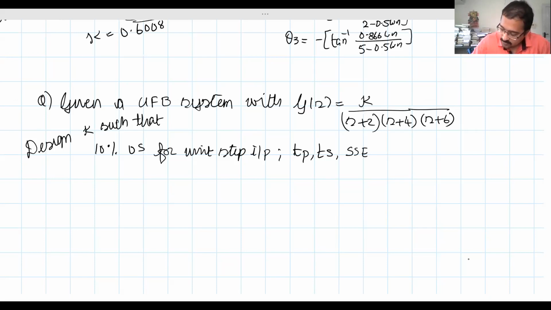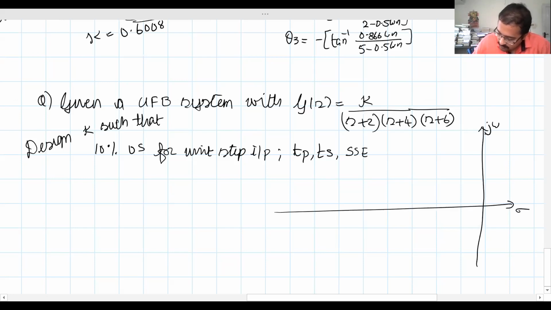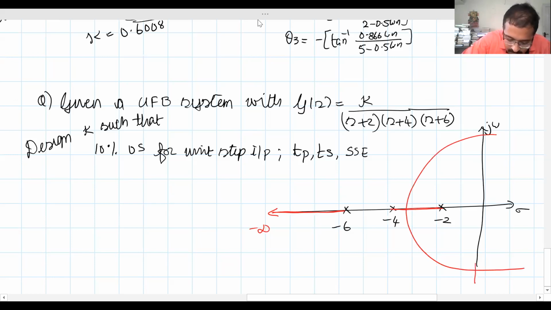Okay, so let's draw the root locus for that. Sigma, j omega. So here is -2, here is -4, and here is -6. Okay, so if you follow the root locus rules, you will see that this will be the root locus shape, going to minus infinity. Okay, so somewhere here will be our dominant pole, right? Now what you have to do, you are given some clue for finding the dominant pole.